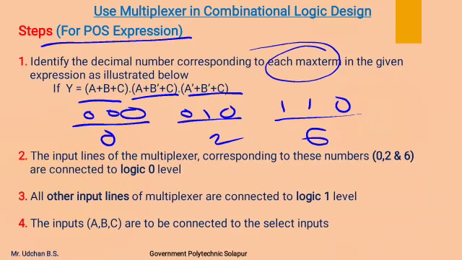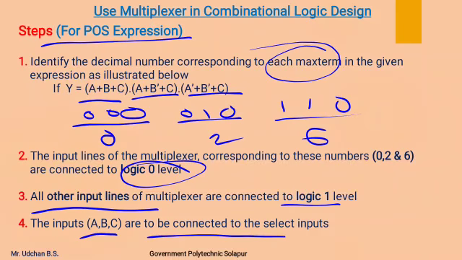This is how we have identified the decimal numbers related to max terms in the given equation, that is 0, 2, 6, and we are going to connect them to logic 0 level as the expression is in POS form, and all the remaining lines we are going to connect to logic 1 level. Whatever input variables are available, we are going to treat them as select inputs, and connect them to the select inputs of the given multiplexer.